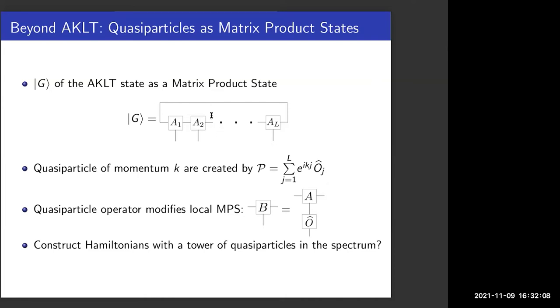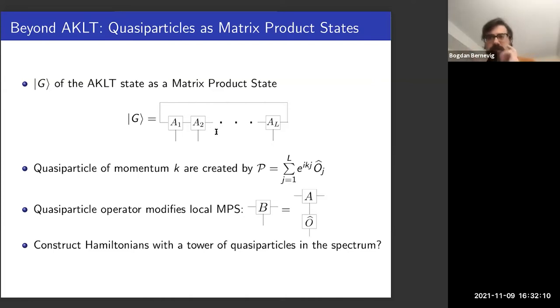So if I can take 5 minutes to point out this matrix product state connection, then construct a pathway to integrability. Basically, the AKLT ground state can be written as a matrix product state. And these A matrices are 2x2 matrices.